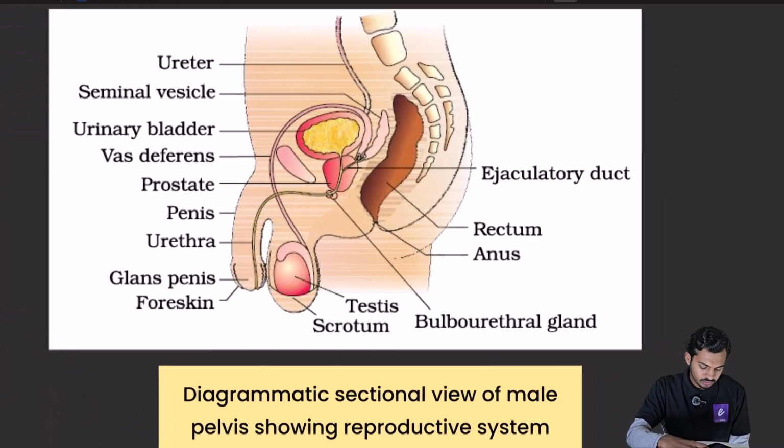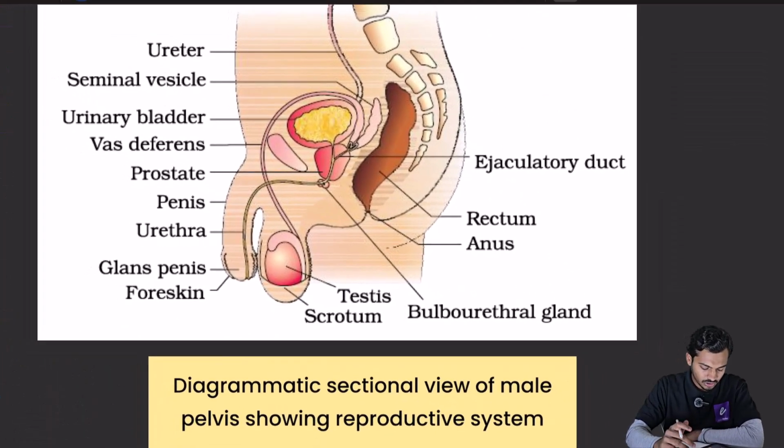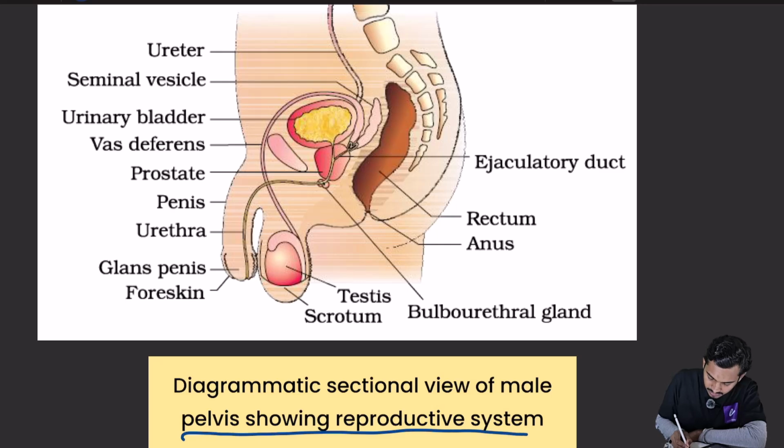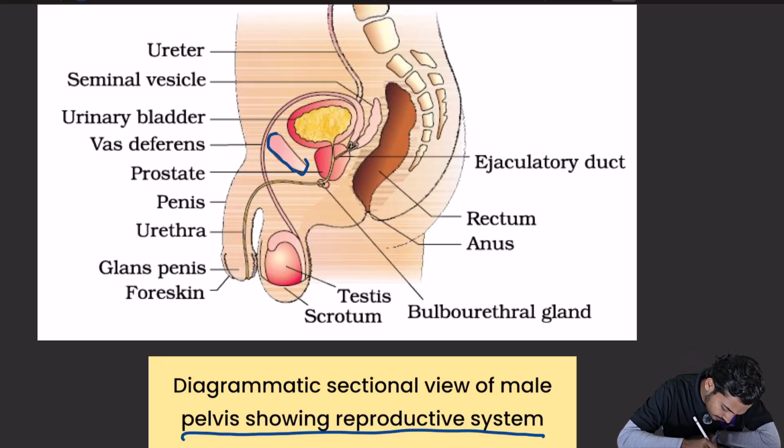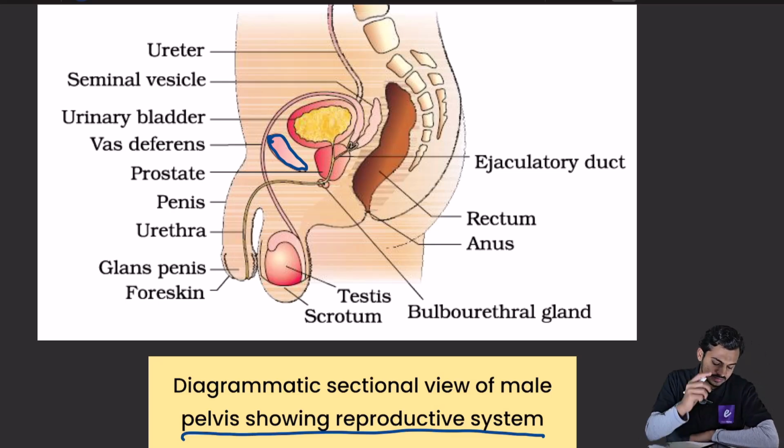So you can see this image. This is an image of the pelvis showing the male reproductive system. So this is the pelvic region in male. First of all, this structure that you are seeing, which I have outlined in blue, this is the pubic symphysis.